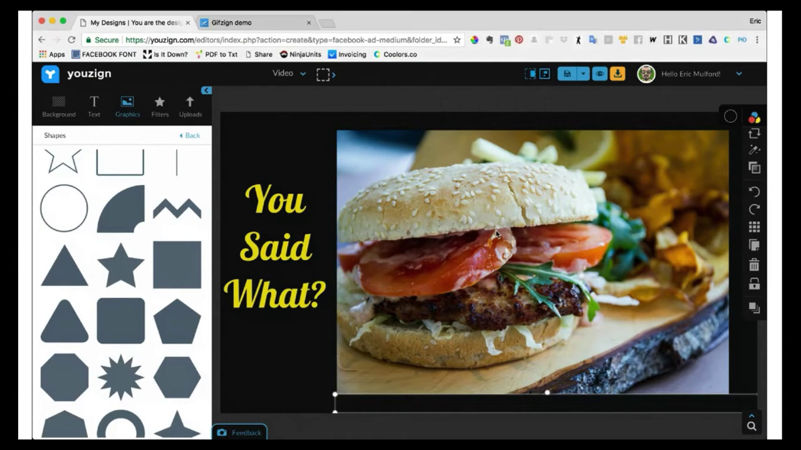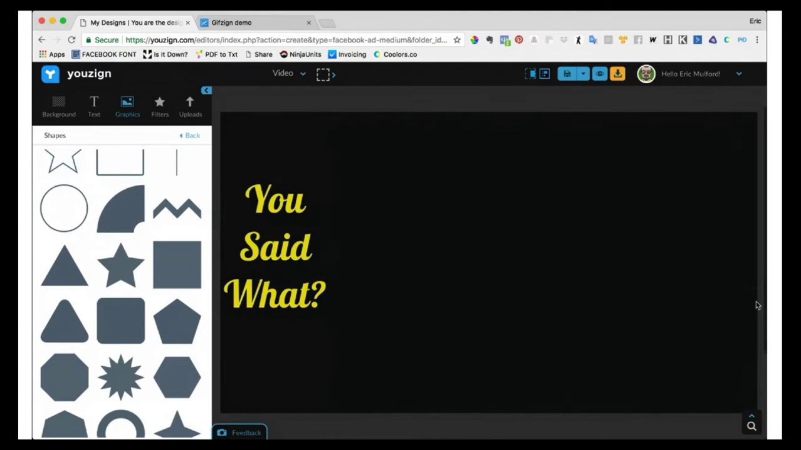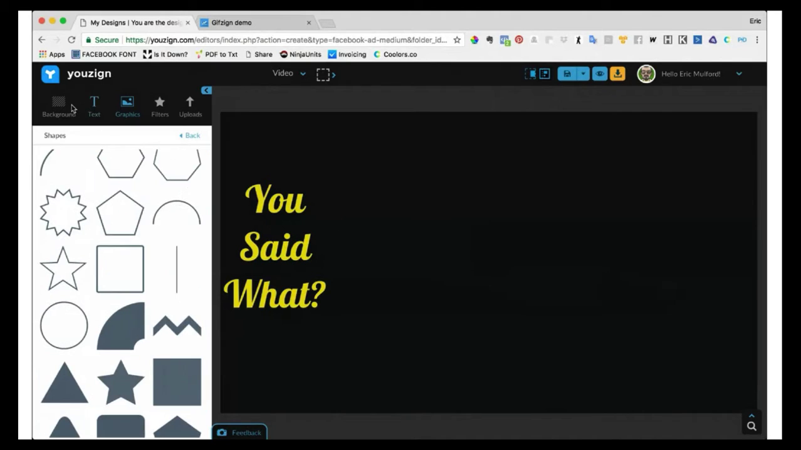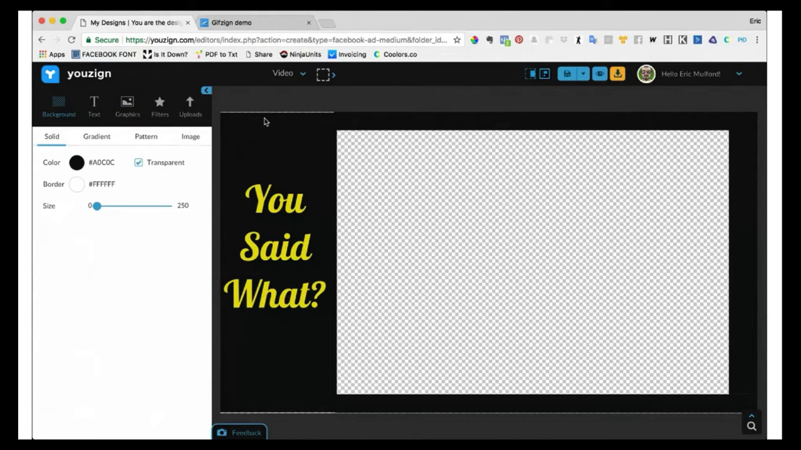Now, I'll show you why I did that. I'm going to remove this image and we're going to make an overlay out of it. So now it's black in the middle. Go back to my background and turn it transparent. Now I see where I'm at, okay? I'll make that a little bit bigger so that it covers everything up. And now I have an overlay.